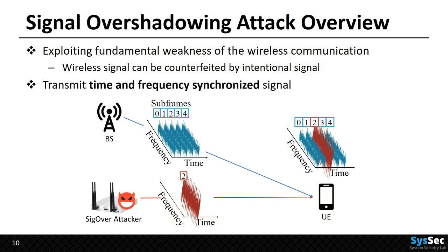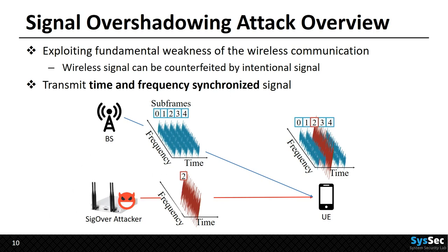It is a signal overshadowing attack. While the previous FPS attack used the characteristic of selecting a stronger signal base station, the SigOver attack uses the characteristic of wireless communication to decode the stronger signal when different signals are transmitted at the same frequency. This is illustrated by the figure below.